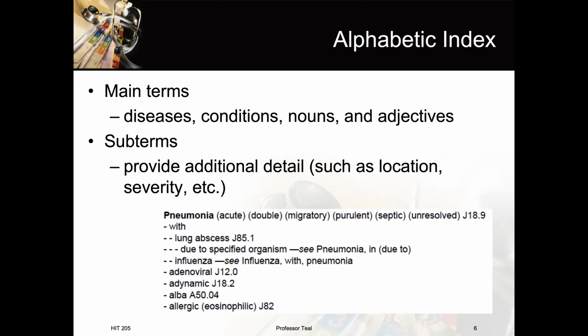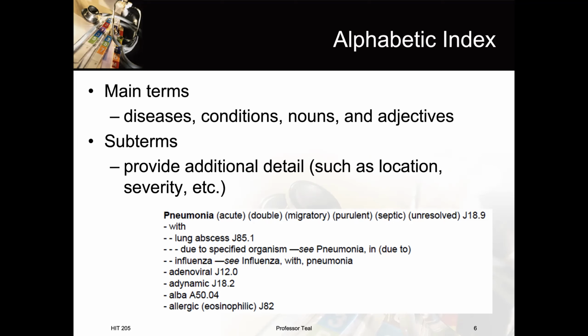Subterms are indented to the right of the main term. You may also have subterms of subterms. So the indented subterm is always read in combination with the main term. And then you'll notice in the alphabetic index that some of the codes are followed by a dash. A dash at the end of an index entry means that additional characters are required before you have your final code. You will refer to the tabular list to select the appropriate additional characters.